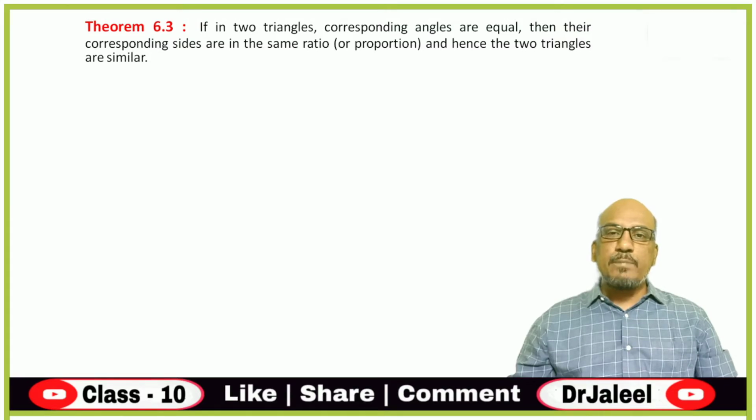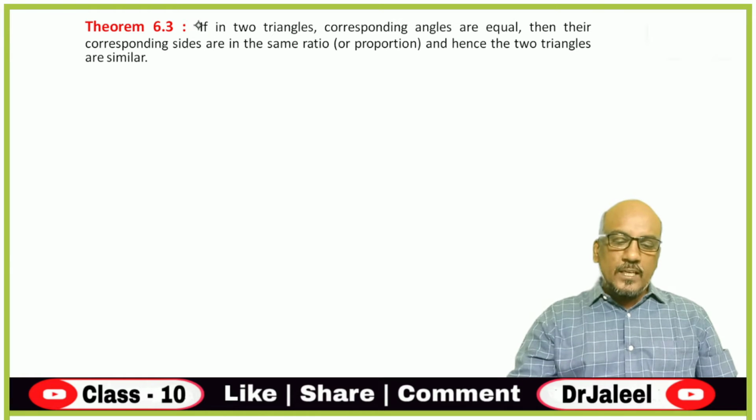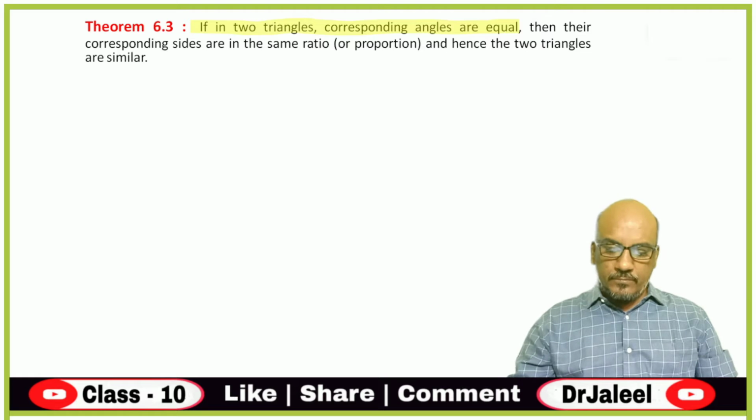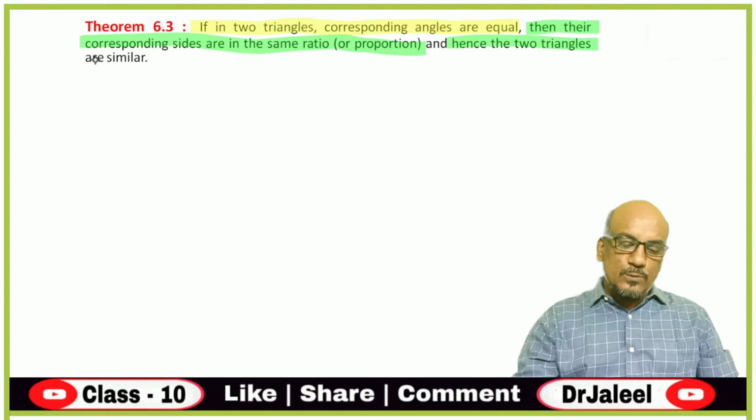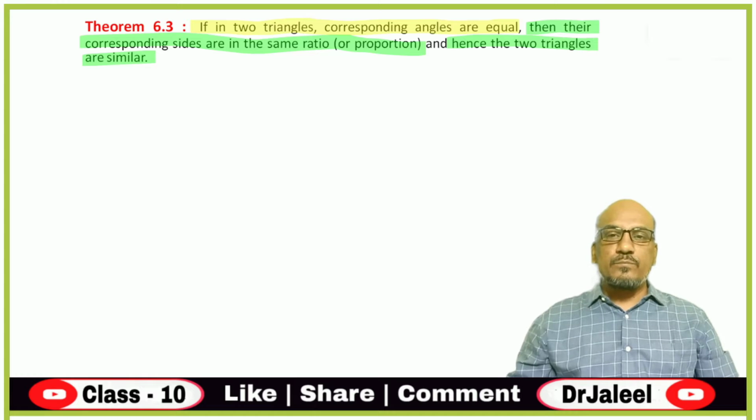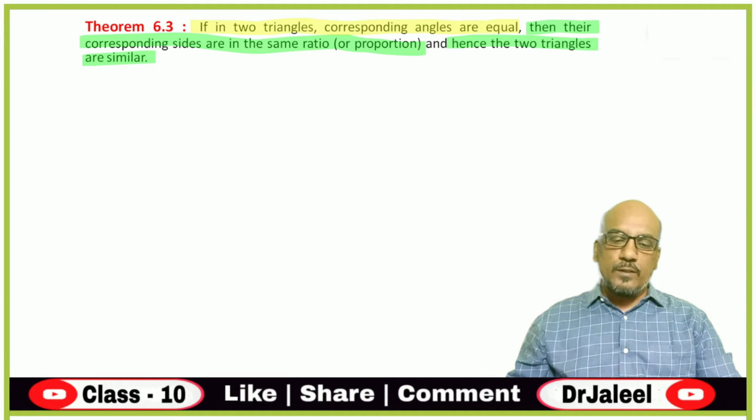Let's get into the statement of AAA similarity. If in two triangles, corresponding angles are equal, then their corresponding sides are in the same ratio or proportion, and hence the two triangles are similar. So here, as I told you, there will be two parts. One is given and one is RTP, required to prove.